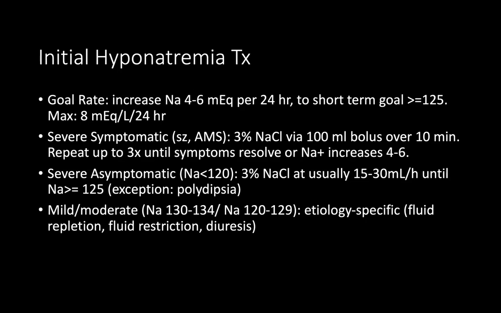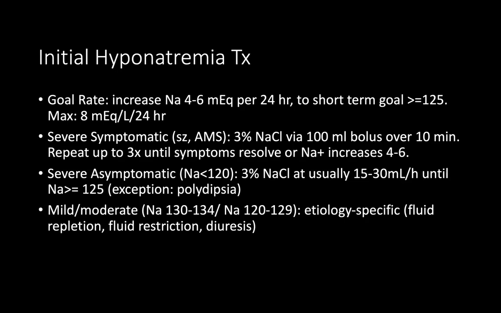If the patient comes in and their sodium is very low, below 120, but they're asymptomatic, they don't have these neurological symptoms, you also want to consider hypertonic saline. And that will usually be, instead of a bolus, an infusion. It'll be 15 to 30 milliliters per hour that you're going to infuse at until the sodium is at least 125.